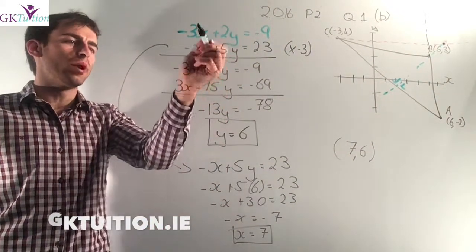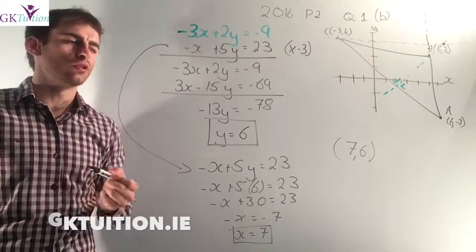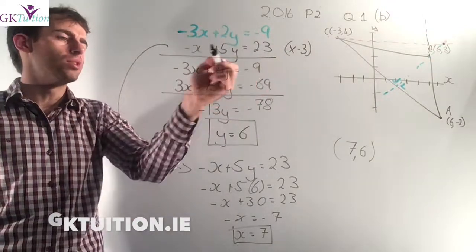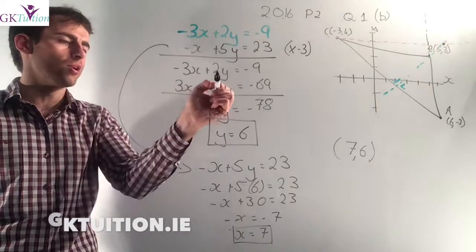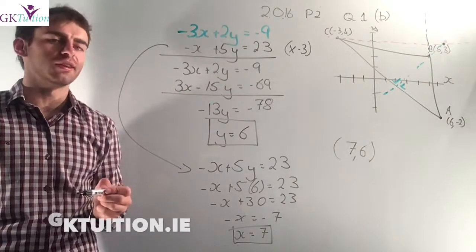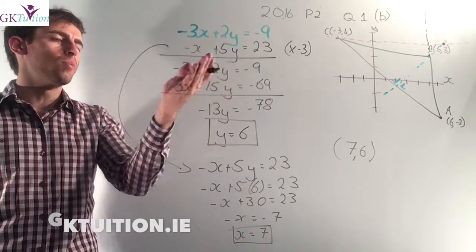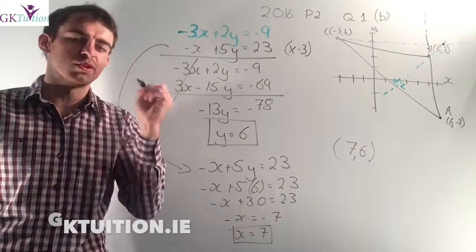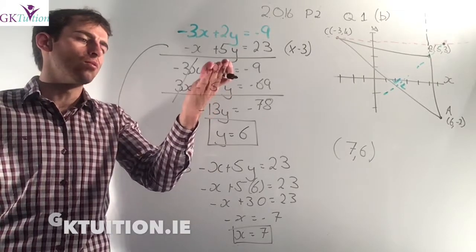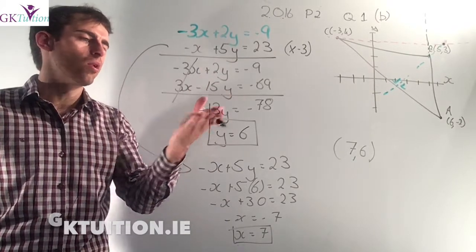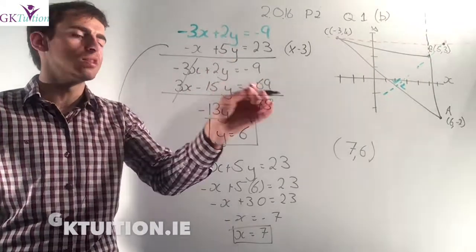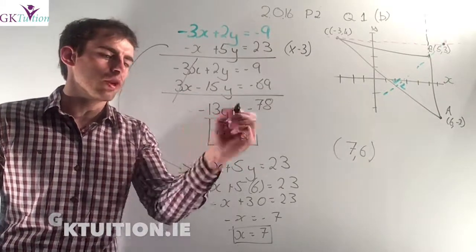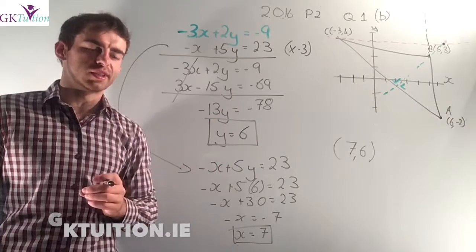So I line them up, x's under x's, y's under y's, and numbers under numbers. I've multiplied the bottom line by minus 3, which means the bottom line becomes plus 3x minus 15y equals minus 69. The reason I multiply the bottom line by minus 3 is because now I've got plus 3x minus 3x, which will cancel. Minus 15y plus 2y is minus 13y. Minus 69 minus 9 is minus 78. If I now divide both sides by minus 13, I get y is equal to 6.